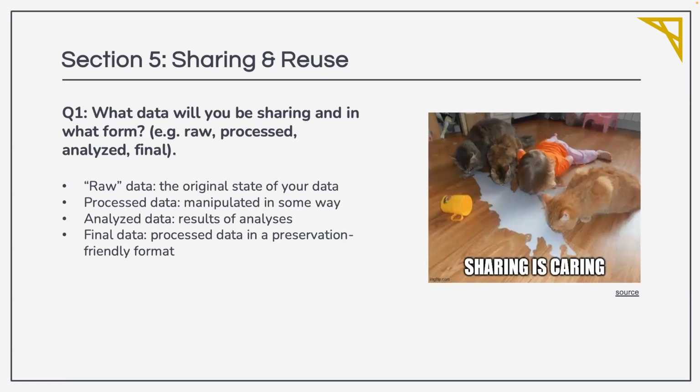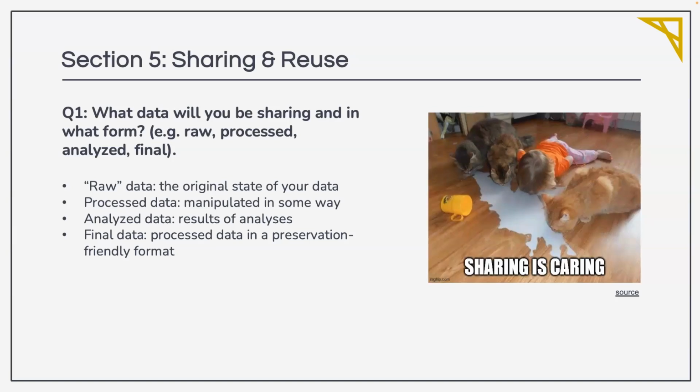Hello. What data will you be sharing, and in what forms? Raw, processed, analyzed, final. So I had mentioned at the beginning that this term raw data was challenged by people working in the humanities. And so I'm putting the quote unquote raw. This is a term that is used in the DMP Assistant, but I think a better term is the original data, the data that you received right at the beginning. And this is the original state of your data.